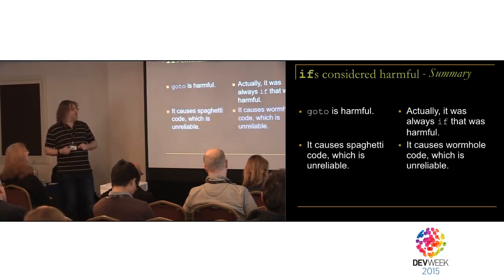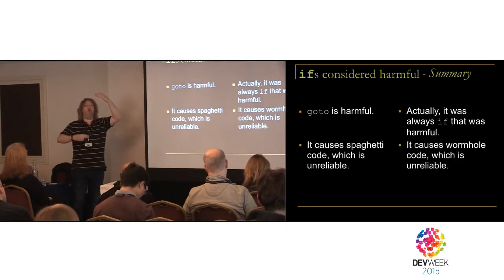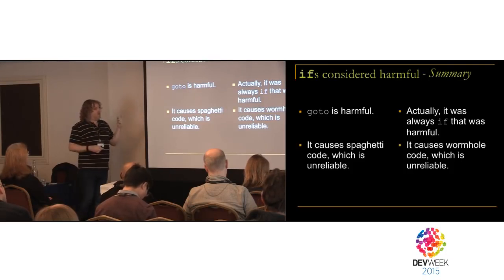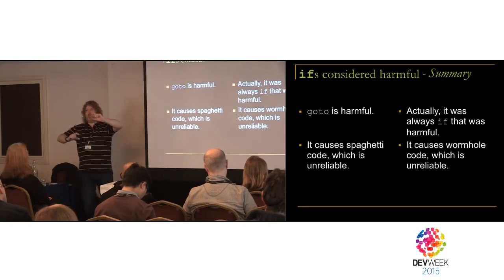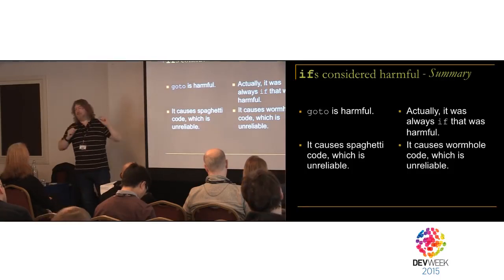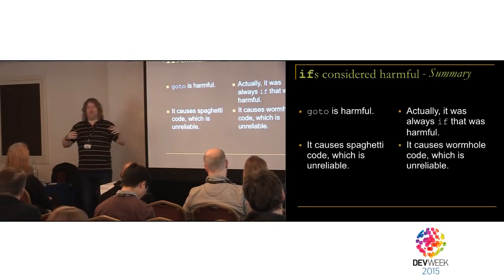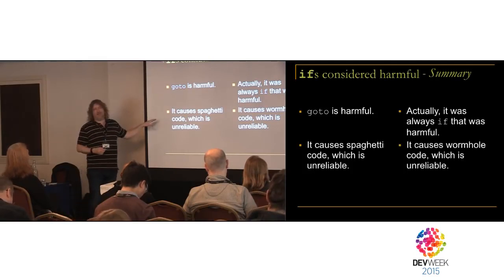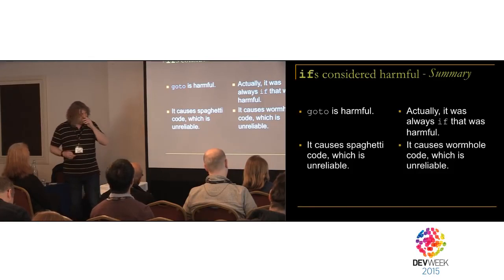Okay, GoTo causes spaghetti code, which is unreliable. Spaghetti code means it puts two bits of code adjacent in time. What ifs do is they create wormhole code. Wormhole code is this spooky action at a distance. Now, I'm trying really hard. Everybody knows what spaghetti code is. I'm trying really hard to get this meme out into the world. Tell everybody about wormhole code. Because once you see spaghetti code, you can't unsee it. Once you start seeing wormholes, you can't unsee them.